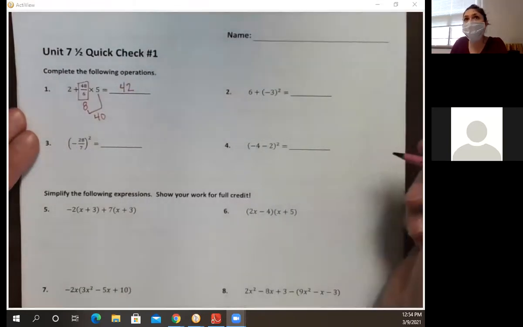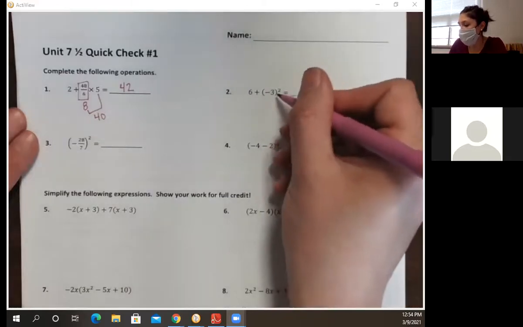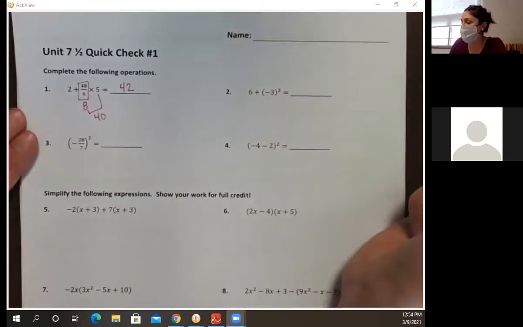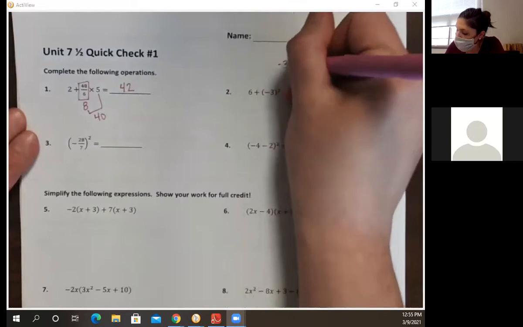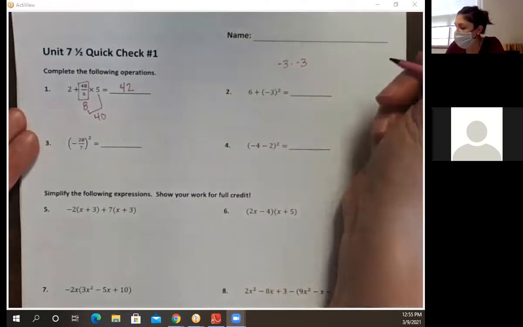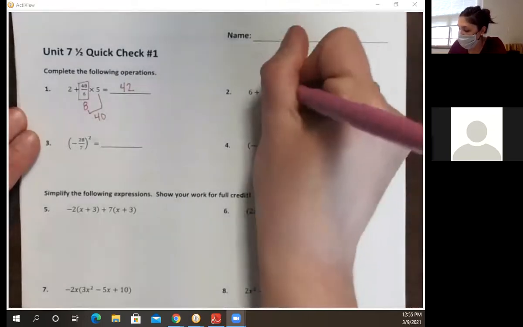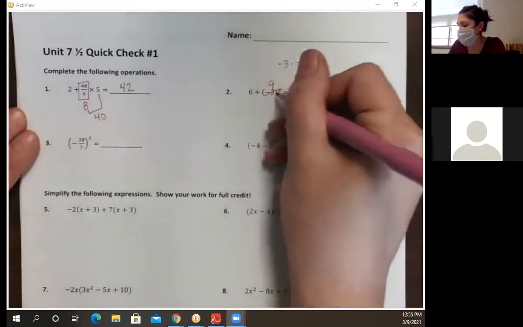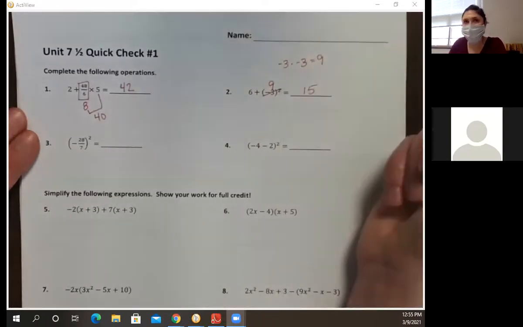For number 2, same idea. This time, my most important operation is that exponent. So I'm saying -3 squared. Remember, when I see something squared, that means that number times itself. So -3 times -3. That would give me +9. So here I get 9. 6 plus 9 would give me 15.